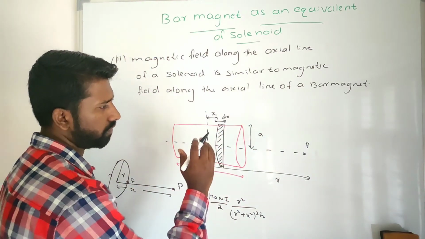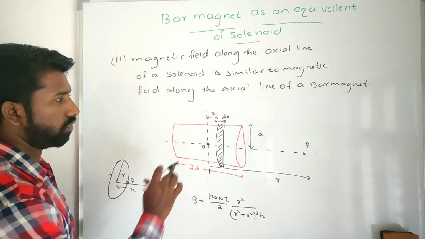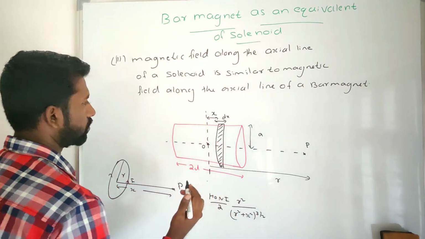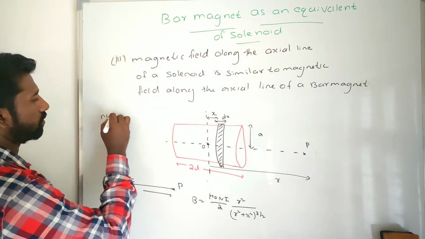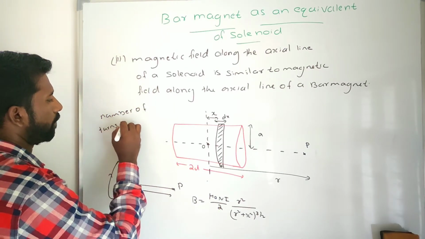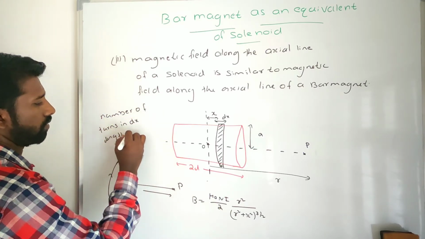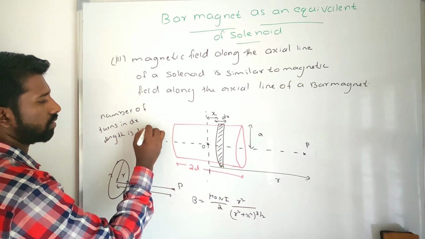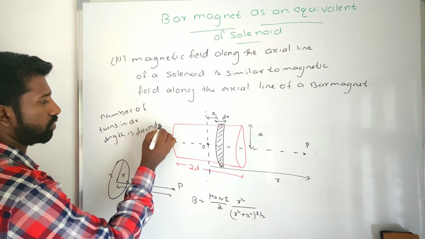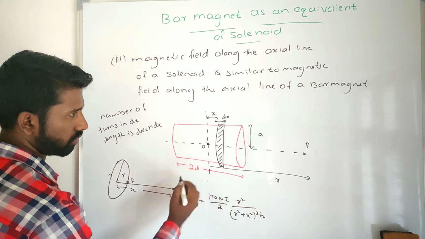So if small letter n is the number of turns per unit length, what about the total number of turns in dx? Let me write here. In dx length, the number of turns dn is equal to how much? The number of turns per unit length, small n, into dx. So we will substitute it here.